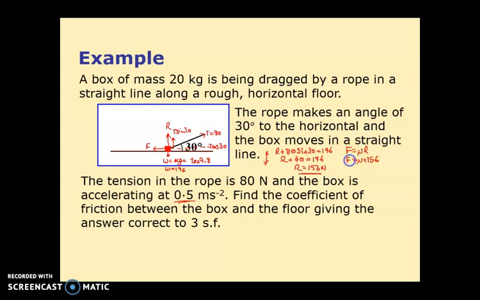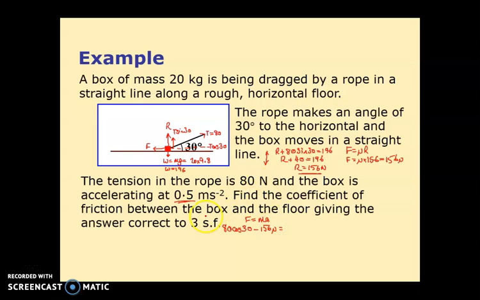F equals that. But I can say F equals ma as well. This is the rule for all particles in motion. It's called Newton's second law. And there are two forces acting in the direction of the motion. There's the T cos 30, which is 80 cos 30, which is pulling it, but then it's being slowed down by the F. I'm going to write that as 156 mu. And that equals ma.